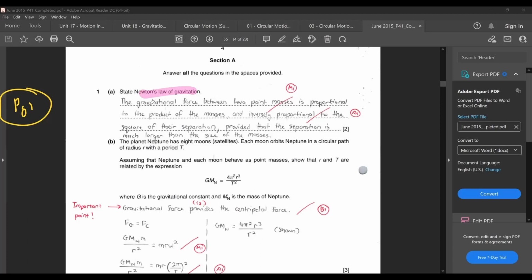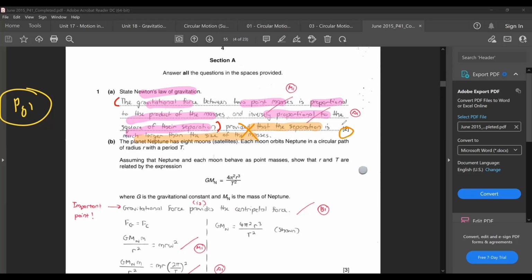You can just say that the gravitational force between 2 point masses is directly proportional to the product of the masses and inversely proportional to the square of the separation. The important part is only this. The next part, they say, provided that the separation is much larger than the size of the masses, is actually not really required. You don't need to write this.